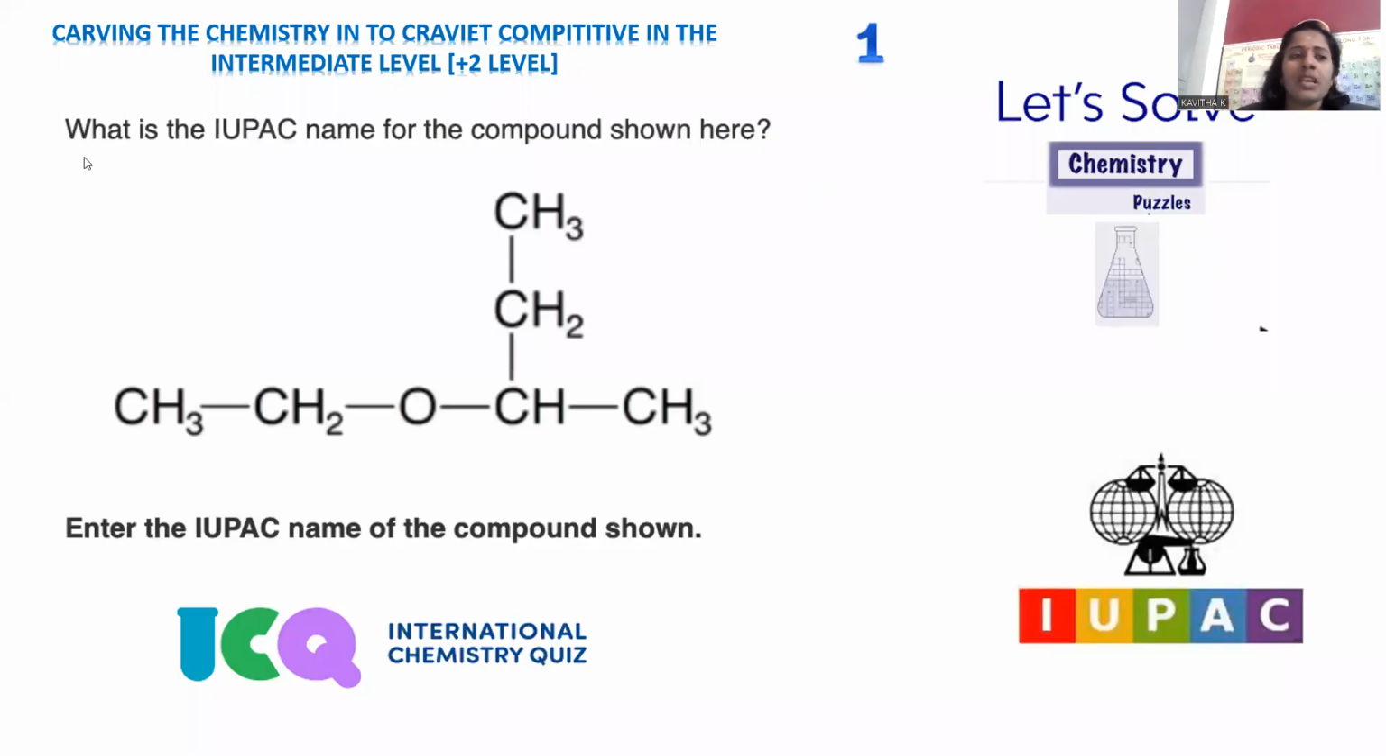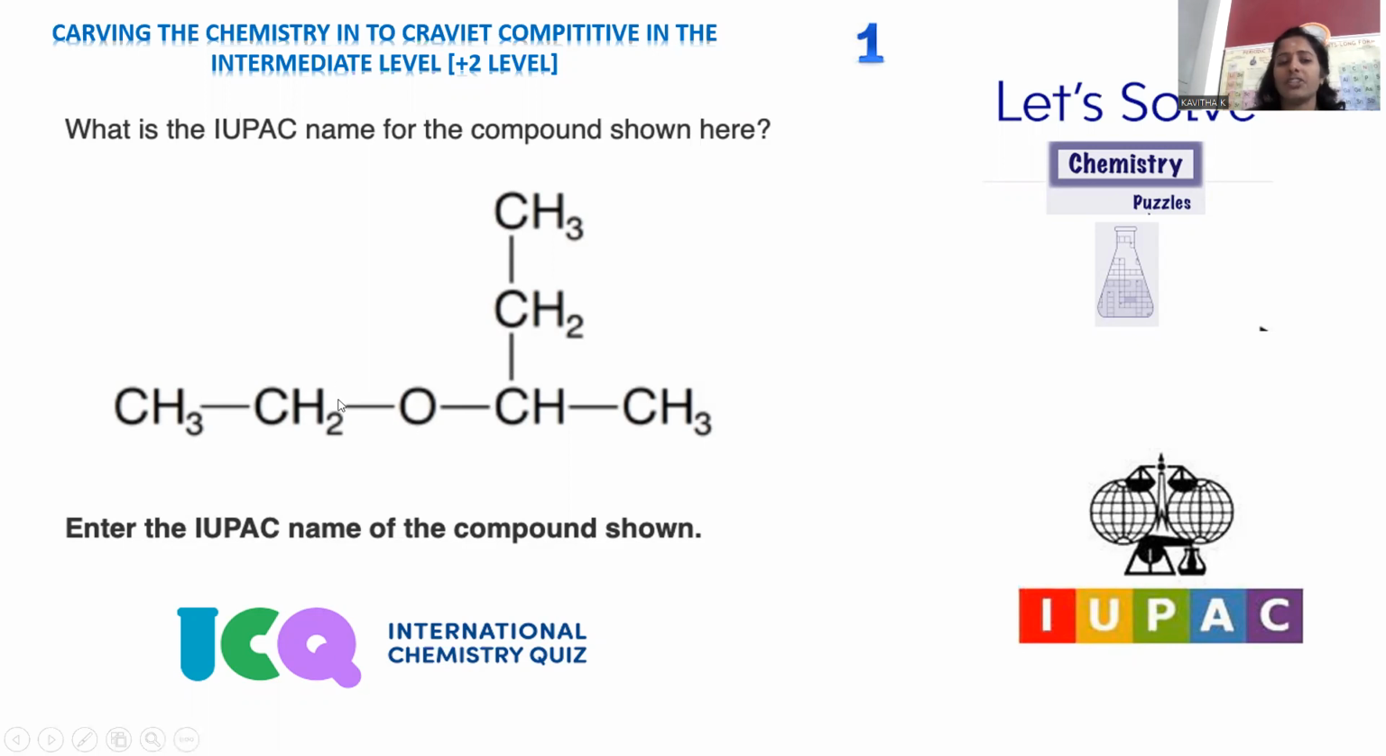Question number 1. What is the IUPAC name for the following compound shown here? So this is the compound given. We have to find out its IUPAC name. Here, if you observe, the compound is given with the oxygen linked with an alkyl and another alkyl on both ends, so this is the functional group called ether. For ethers, the IUPAC general nomenclature will be ethoxyethane.